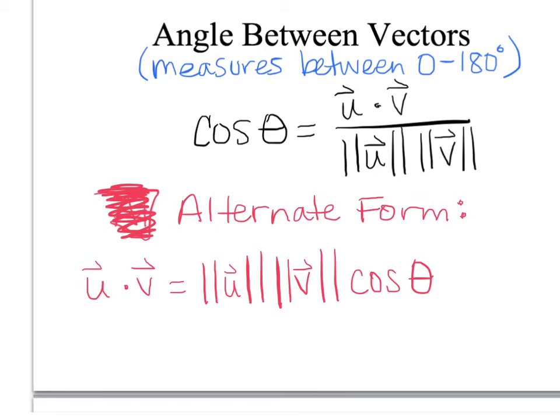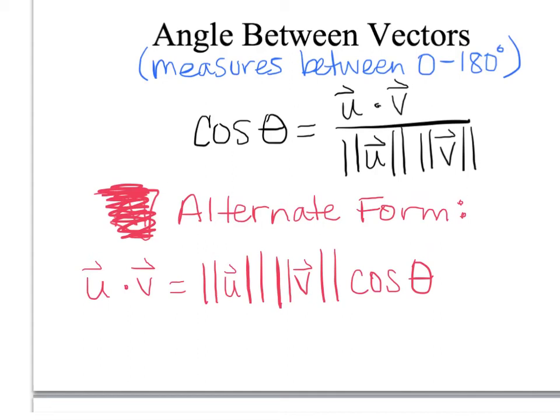And one last formula we need that uses the dot product is how to find the angle between two vectors. When I'm finding the angle between two vectors, we are looking for the angle that measures between 0 and 180 degrees. It can be an acute angle, it can be an obtuse angle, but it will not be greater than 180. So the formula is cosine of theta, theta is our angle, is equal to the dot product of U and V, our two vectors, divided by the magnitude of U times the magnitude of V.